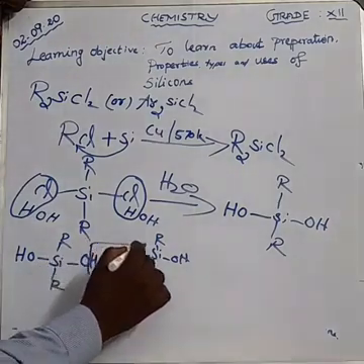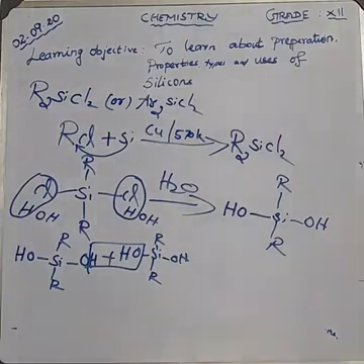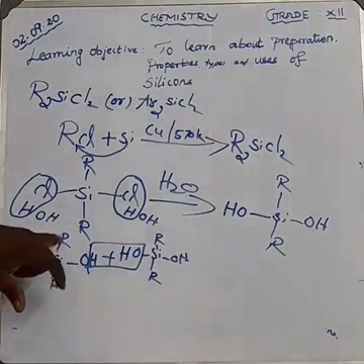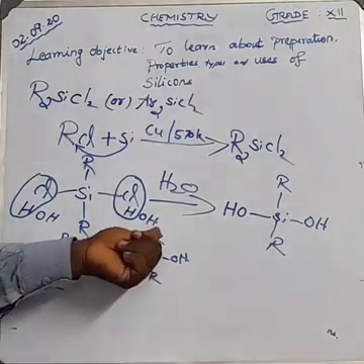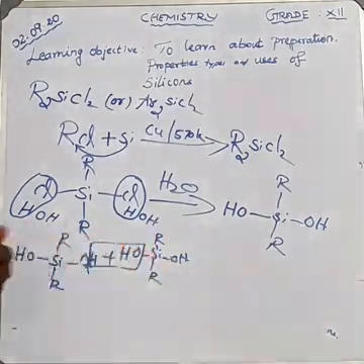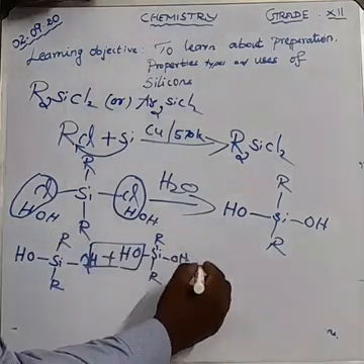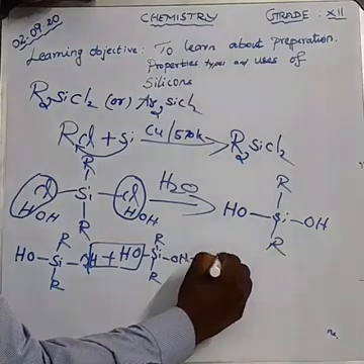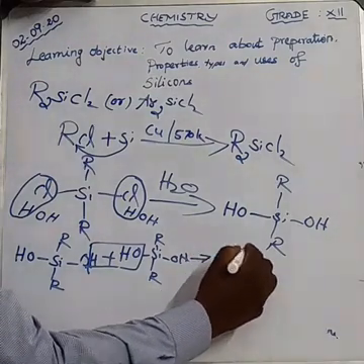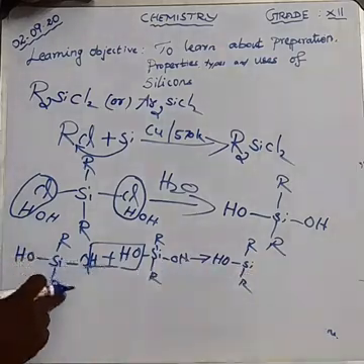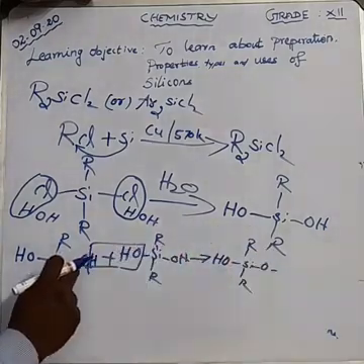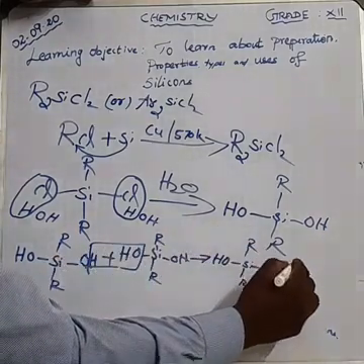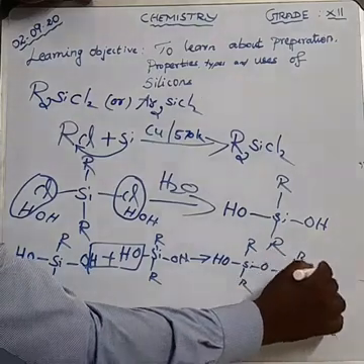What is happening here? Hydrogen combines with OH to form water. So what's the product? HOSiRR, and here a water molecule is leaving out, so oxygen, then SiRROH. So the product is an OH group, SiR R, next oxygen, and after oxygen, SiRROH.